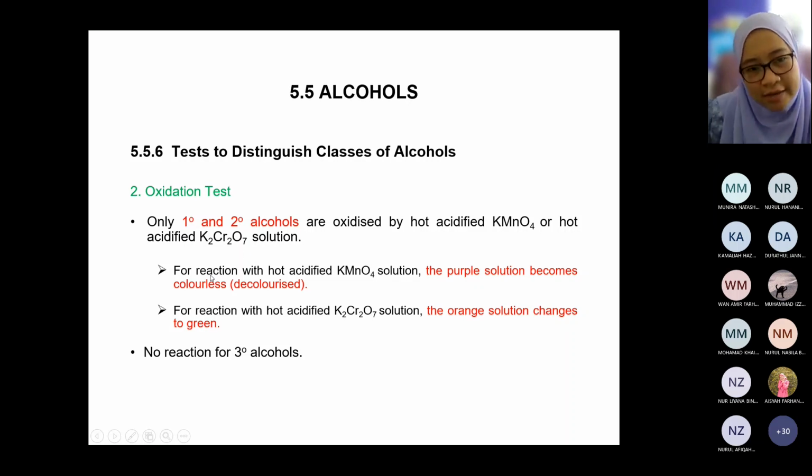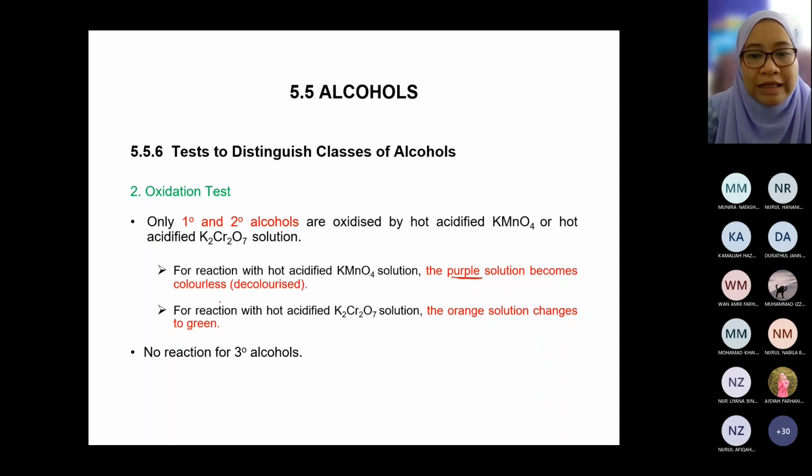What actually happens in the observation for the reaction with hot acidified KMnO4? We are already very familiar with KMnO4. The color of KMnO4 is purple, right? The purple solution. When it gives a positive result, the purple color of KMnO4 will be decolorized. That means it is initially purple, then it becomes colorless.